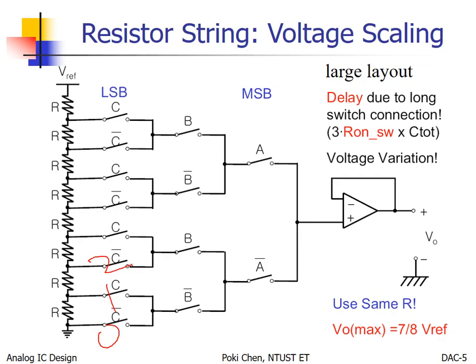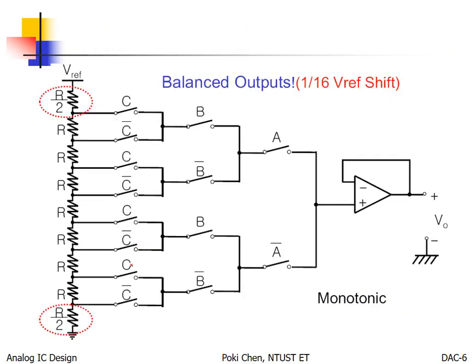If you hate a large LSB error, then you can have this. Bingo. 0.5, 1.5. It can help you to minimize the INL from 1 LSB to ideally half LSB. But how to do the layout?